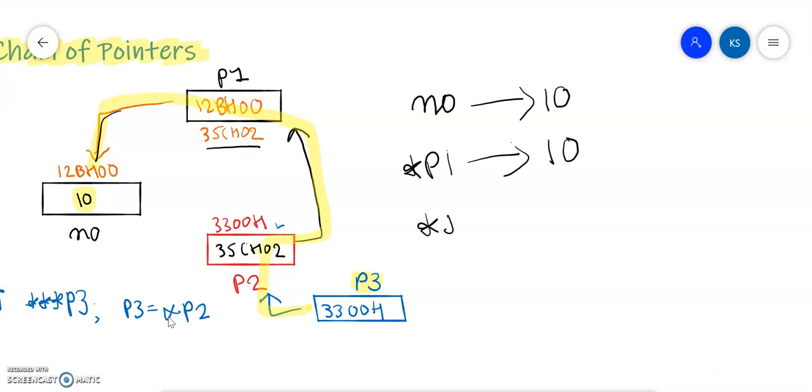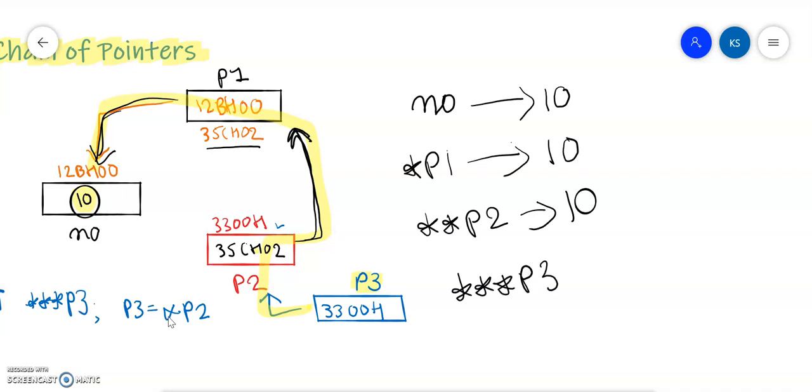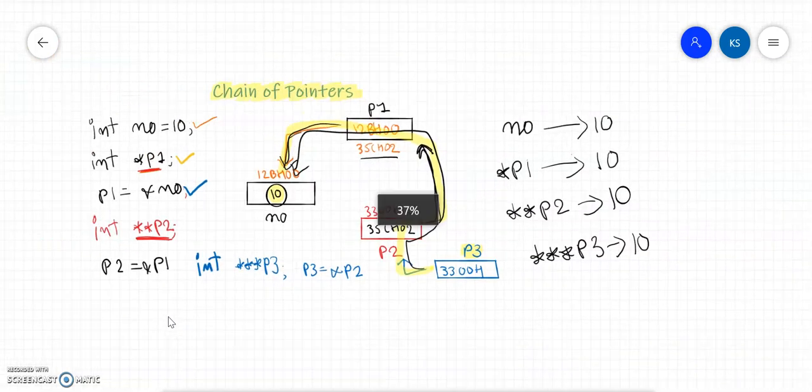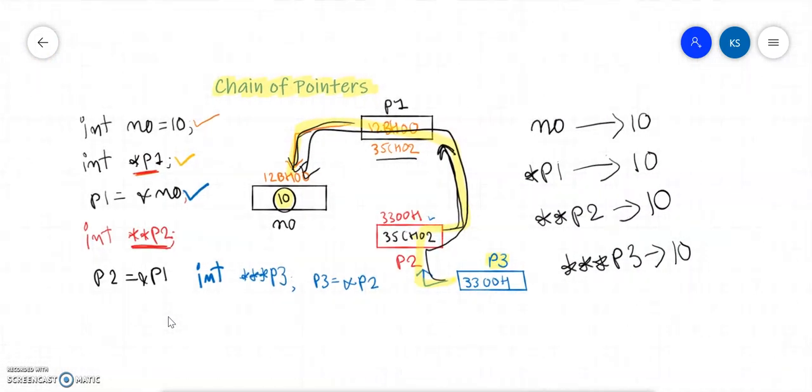When I say **p2, in that case, p2 points to this, but this points to this, which means I am talking about two chains, and again it will print 10. If I say ***p3, let's see, 1, 2, and 3, so it will print 10, right? So this is the concept of the chain of pointers.